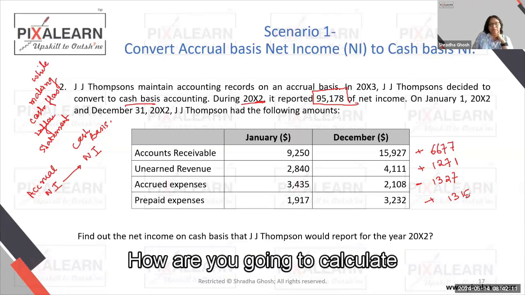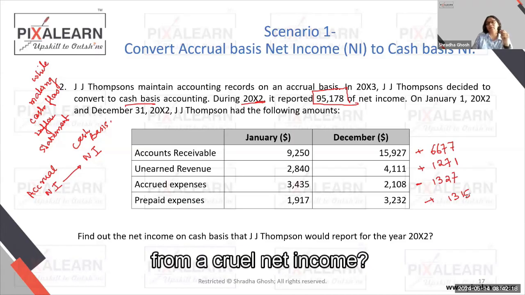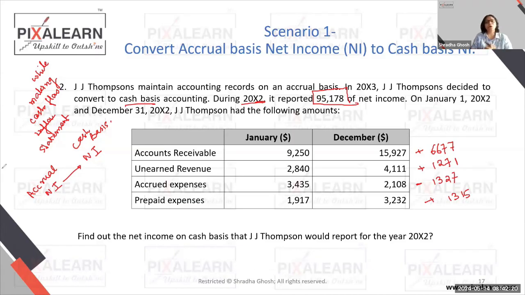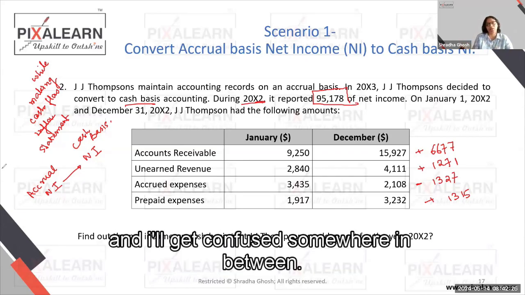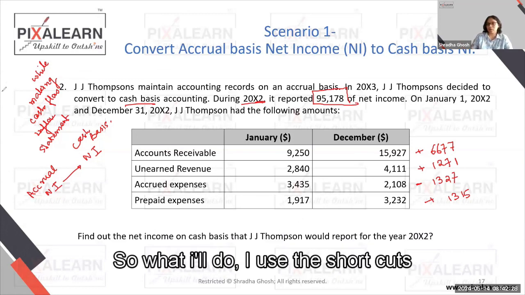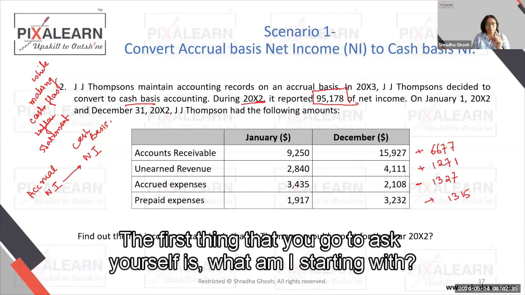How are you going to calculate the net income on cash basis from accrual net income? So think about it. If I start doing it at an individual level, it may be really time consuming and I'll get confused somewhere in between. So I'll use the shortcuts. What does a shortcut ask me? What am I starting with? The first thing you have to ask yourself is, what am I starting with?